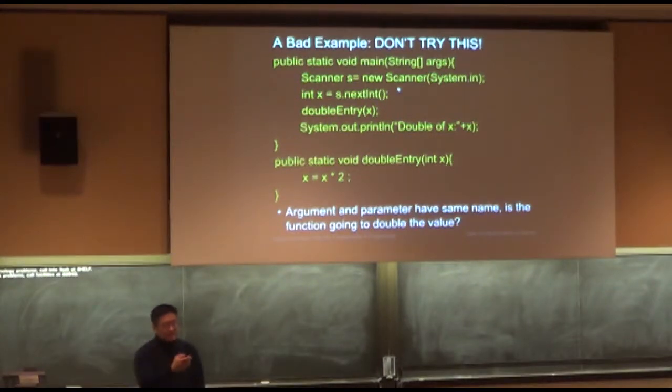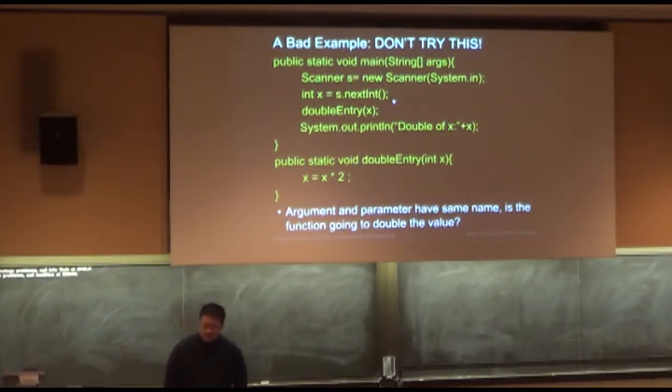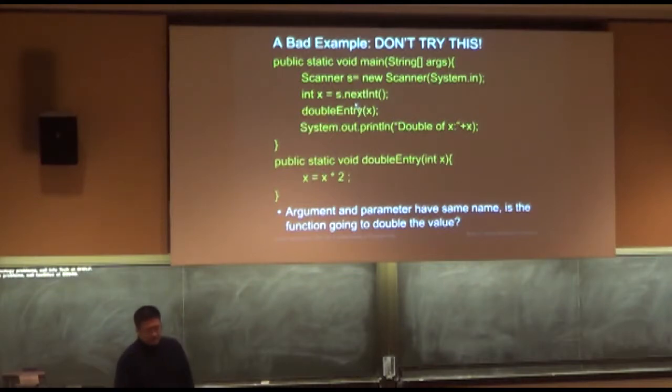I like that you anticipated this particular bug, because this is a good thing to be aware of. So here we have a main method that declares a new scanner. Pretend that it's been imported up above and that there's a class around this. We take some variable x filled from data from the user, and we run this method called double entry on x, and then we print out the value double of x.